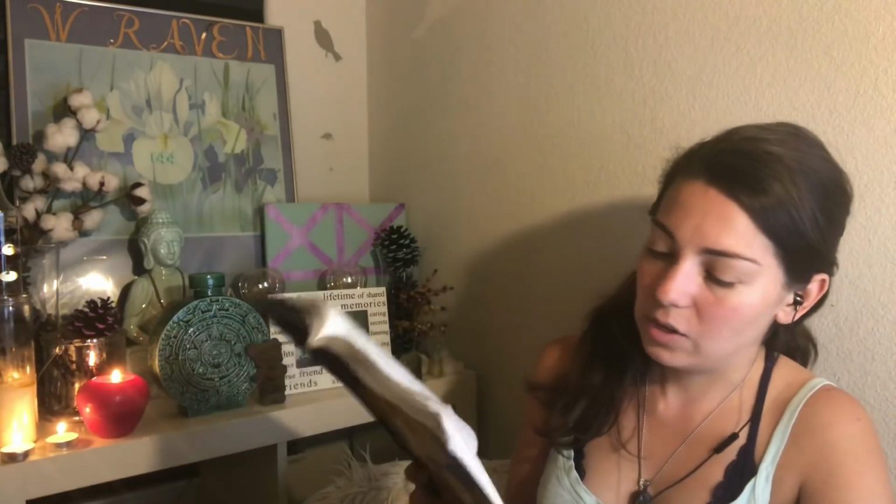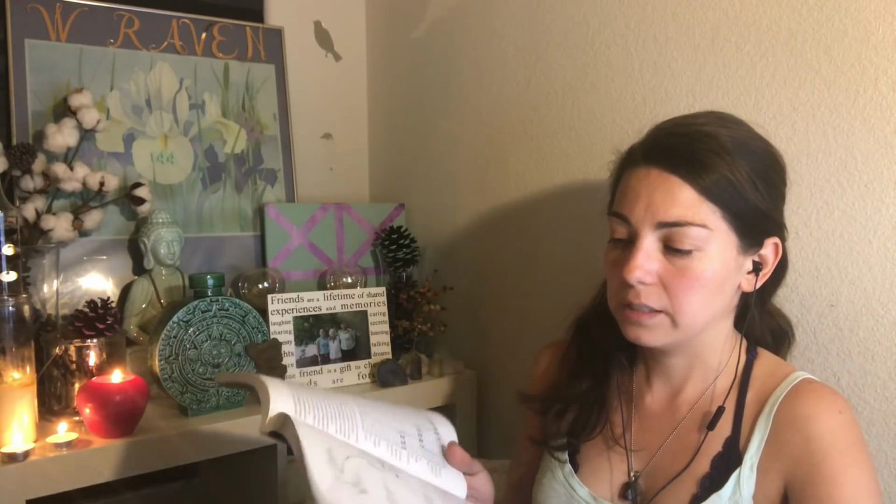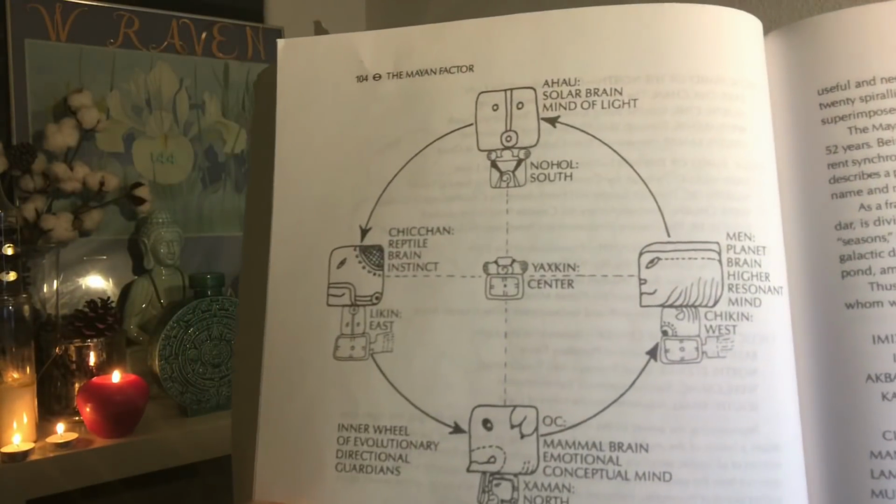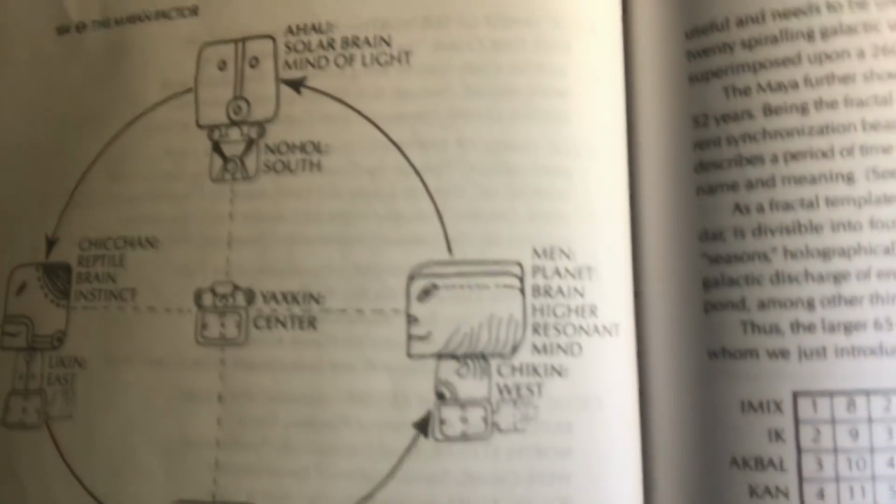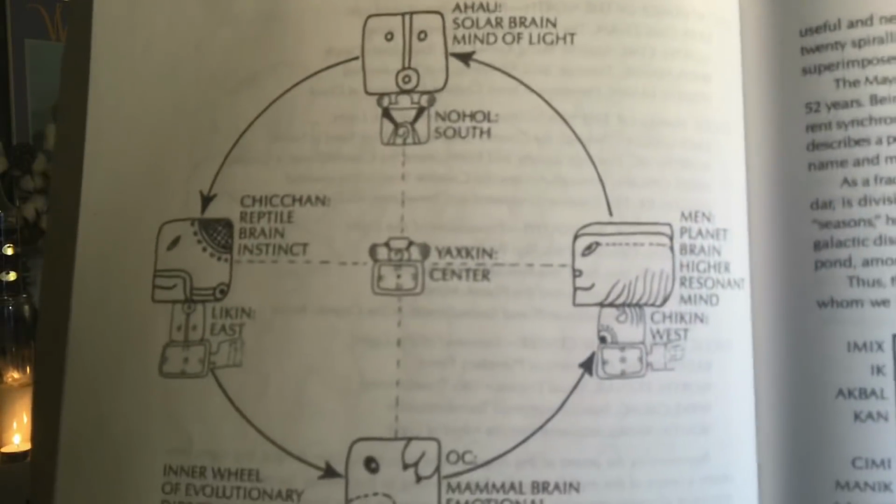But okay, so here I'm going to show you a picture of the inner wheel of evolutionary directional guardians. So there's 4, right? Because there's 4 cardinal directions. So let's see. Can you see? Okay.